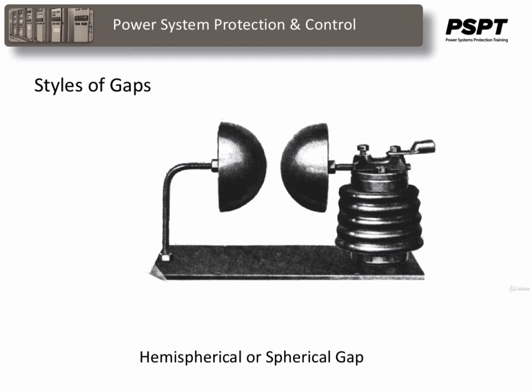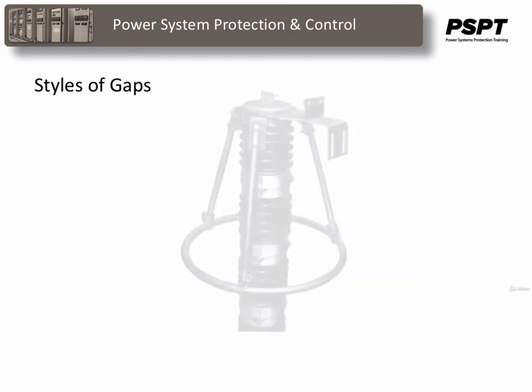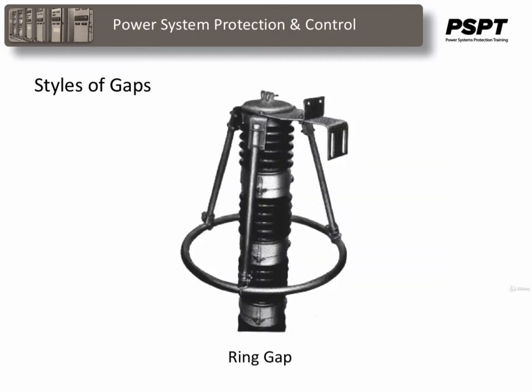Hemispherical or spherical gaps have similar characteristics. For a given value of spark over voltage, they have a smaller separation than rod gaps. Their spherical shape has a similar effect to the horn gap in lengthening the arc and thus making the arc easier to extinguish. Ring gaps, as their name implies, are two parallel rings usually installed around suspension type insulators to protect the string from destructive arcovers. This type is usually used on 230 kV systems.